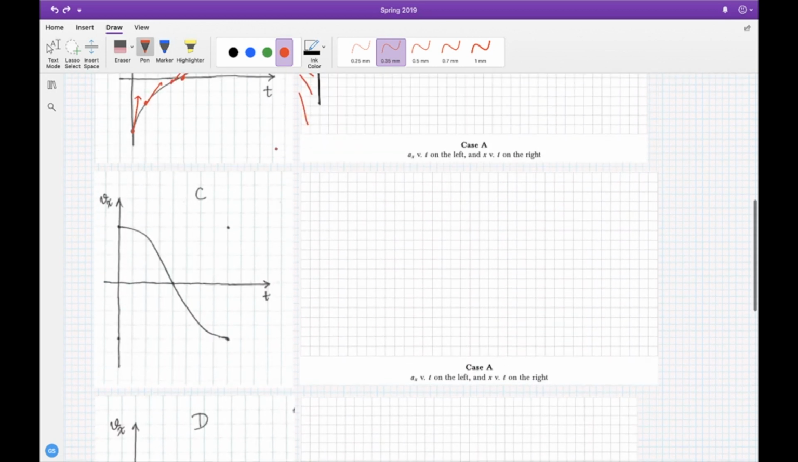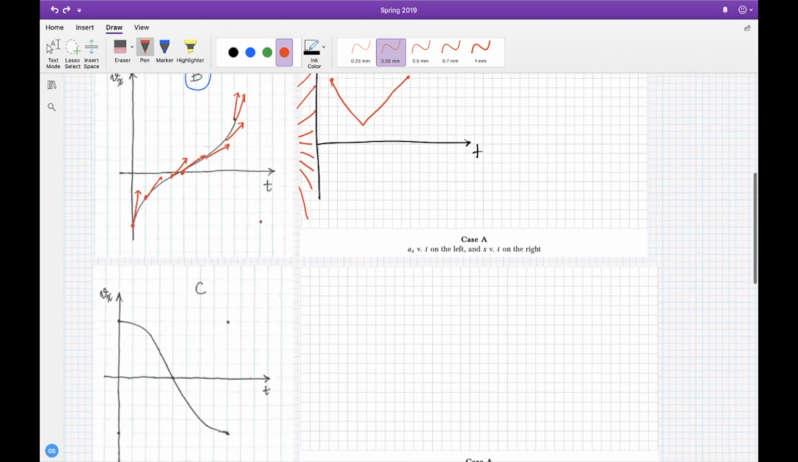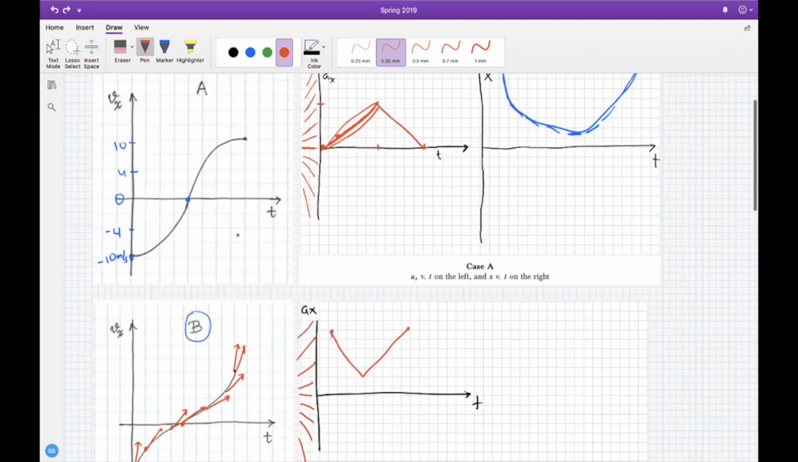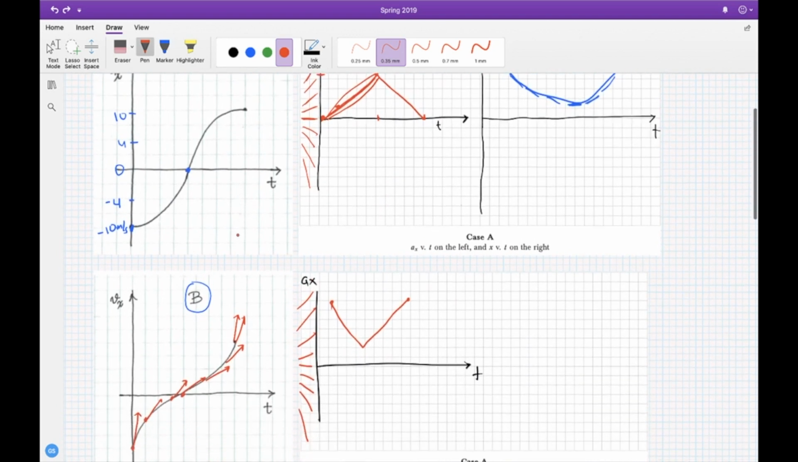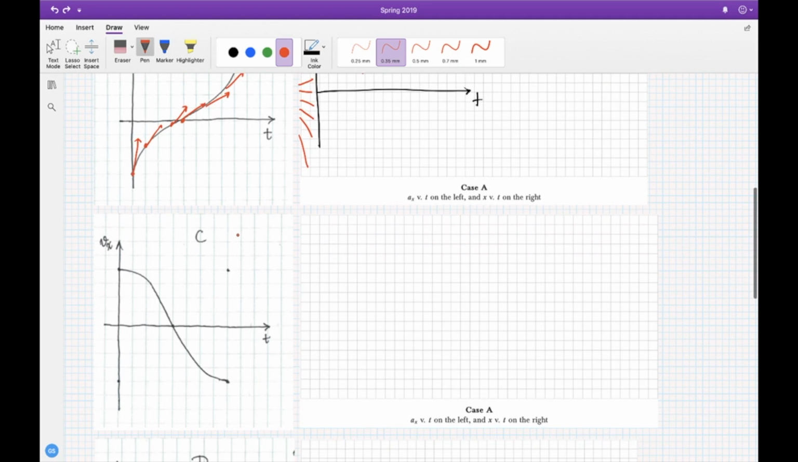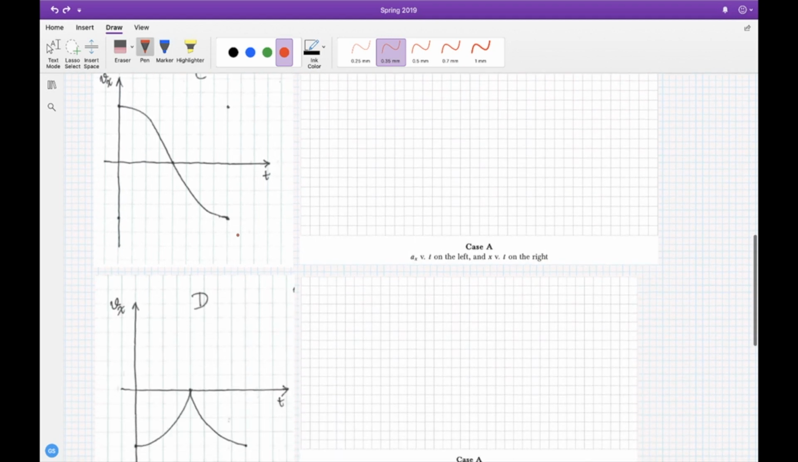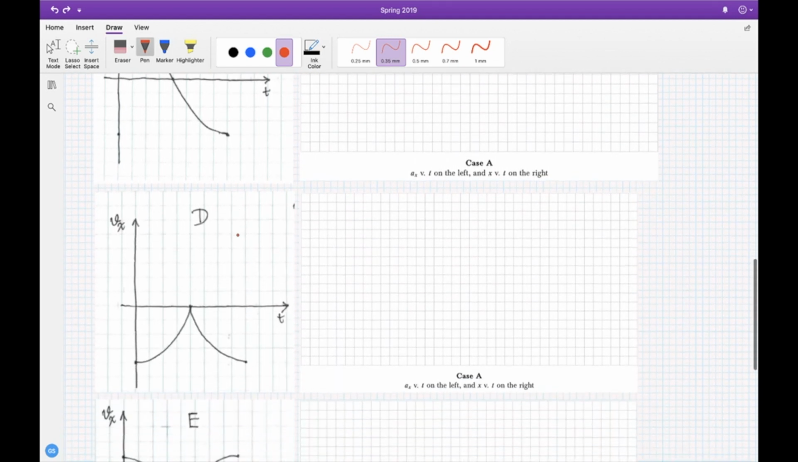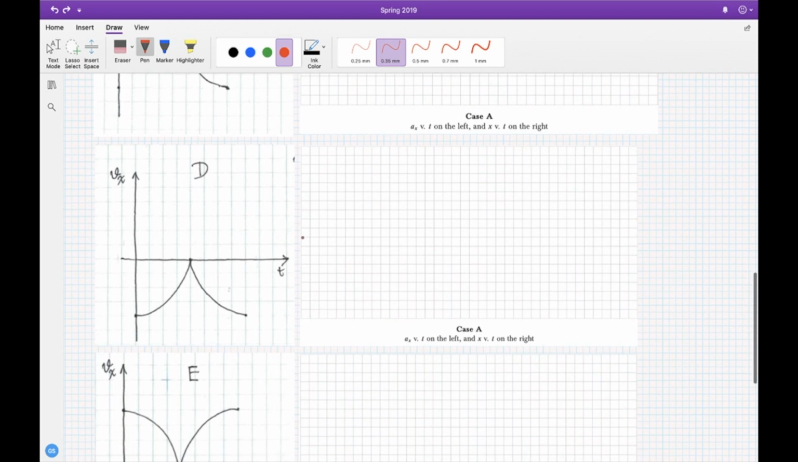Now, case C, I'm also going to skip only because it's very similar to case A. It's simply the mirrored image of case A. Okay, so again, I'll let you guys think about that one. And then let's do part D. Now this one's a fun one.